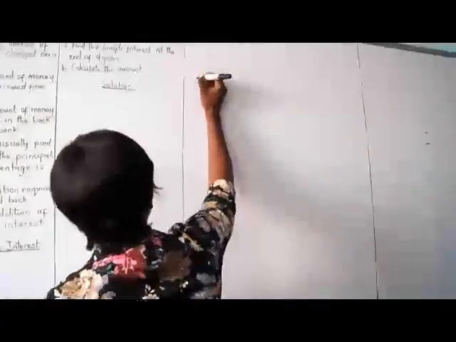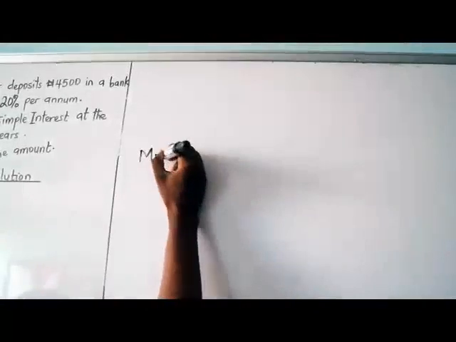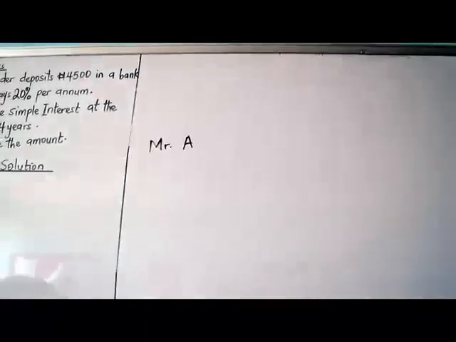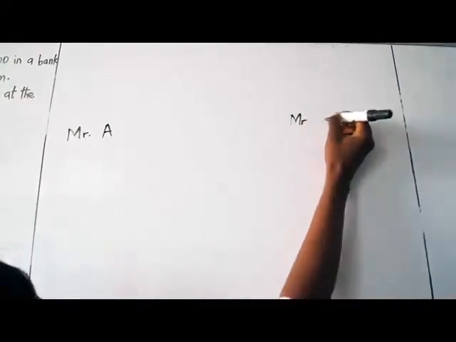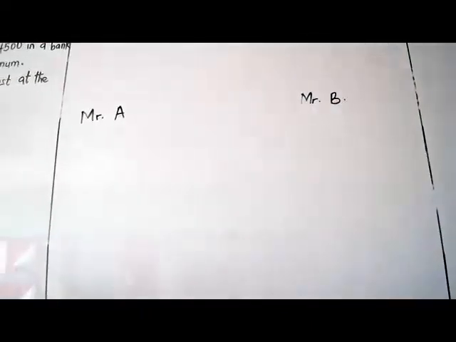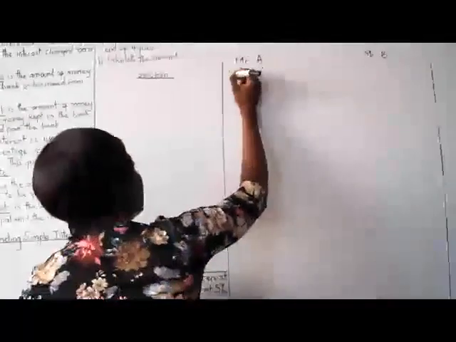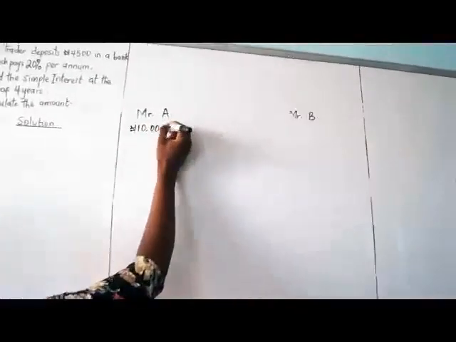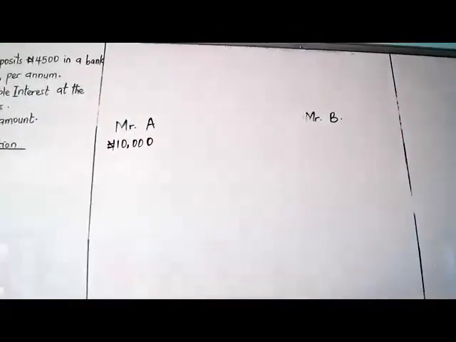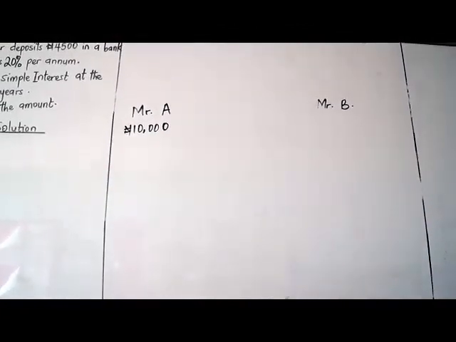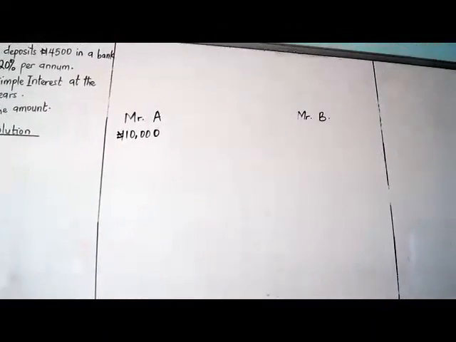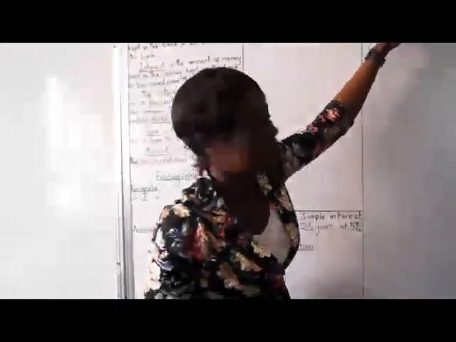I want to give an example of Mr. A, who is a salary earner, and Mr. B. Mr. A decided not to spend all his salary for the month. He decided to save a part of his salary. So out of his salary, he decided to save 10,000 naira. He felt that if he kept it in the house, he might still be tempted to spend it. So he decided to take it to a financial institution, for example, a bank. When he got there, he spoke with the bank manager, and the bank manager decided to save his money.